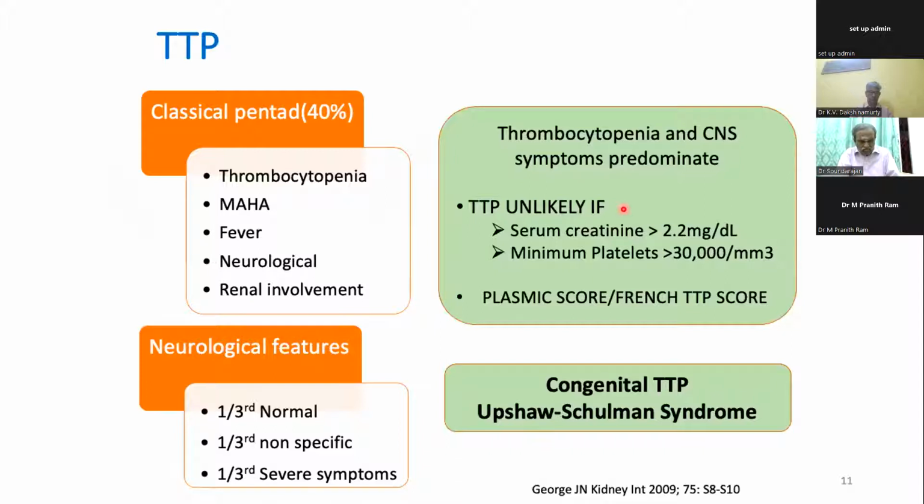TTP classically has a pentad, that is thrombocytopenia, MAHA, fever, neurological involvement, and renal involvement. But this is seen in only 40% of patients. And we can actually predict TTP at the bedside by looking at the PLASMIC score or the French TTP score. If, in the appropriate setting, these scores are satisfied, then there is a high likelihood that the patient has TTP. TTP is very unlikely if the serum creatinine is high or the platelet count is more than 30,000.